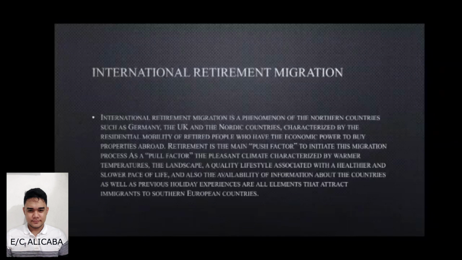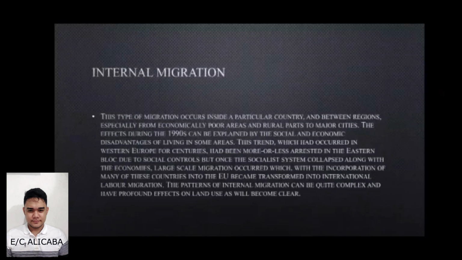Next, we have internal migration. This type of migration occurs inside a particular country and between regions, especially from economically poor areas and rural parts to major cities. The effects during the 90s can be explained by the social and economic disadvantage of living in some areas. This trend, which had occurred in Western Europe for centuries, had been more or less arrested in the Eastern Bloc due to social controls.